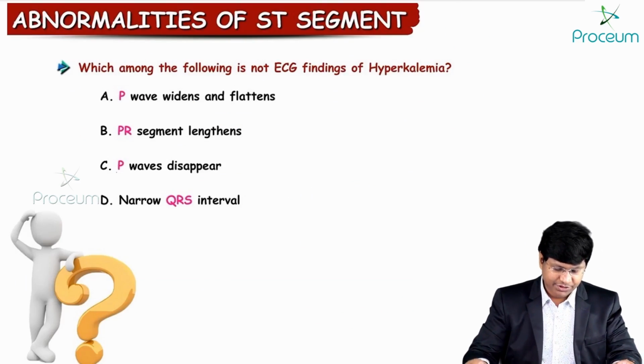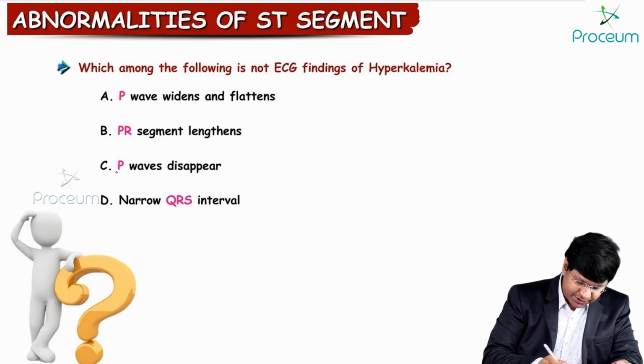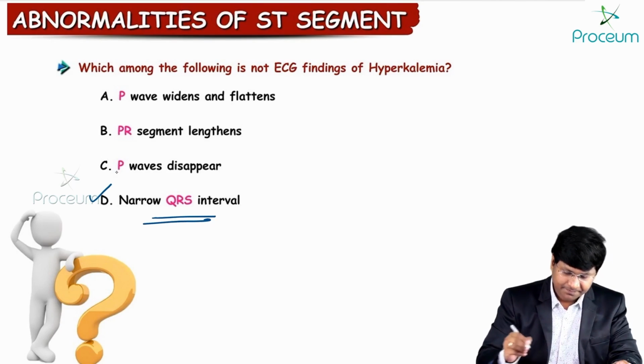So you see this question: which among the following is not an ECG finding of hyperkalemia? The P wave widens and flattens, PR segment lengthens, the P wave disappears, narrow QRS complex. The answer in this question is the narrow QRS complex.